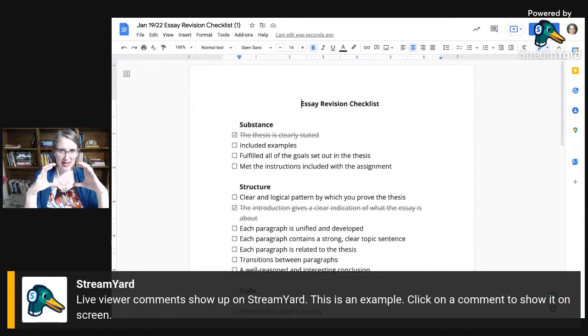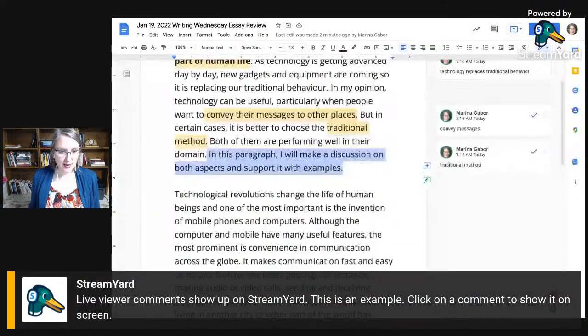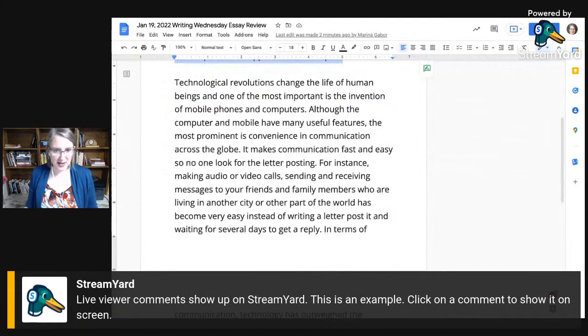So not only do we want to make sure it is making sense within the paragraph, we want to make sure that paragraph relates to the main topic. And are there transitions to smooth the reading from one paragraph to the next? And is there a well-reasoned and interesting conclusion? So let's check that out. Let's go back to our essay. And let's see. So paragraph 1, let's check if there is a topic sentence.